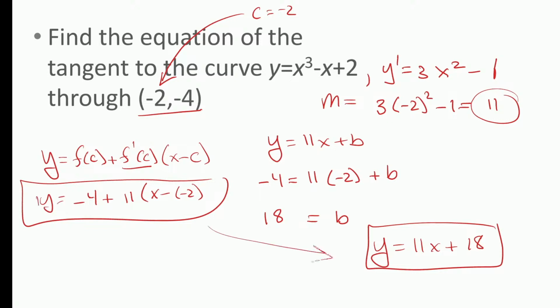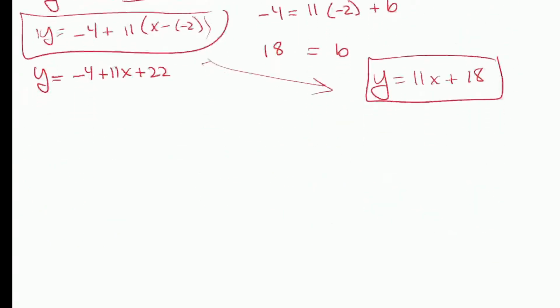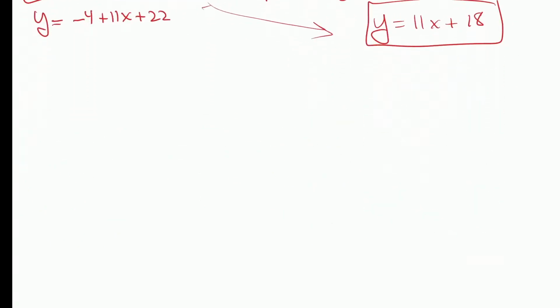These are the same equation. You might not believe me, so let's actually expand that one on the left. Y is equal to negative 4 plus 11x plus 22. And sure enough, you get exactly the same equation. So there's this easy way that, for some reason, well, I know the reason, is because we want you to understand tangent lines.